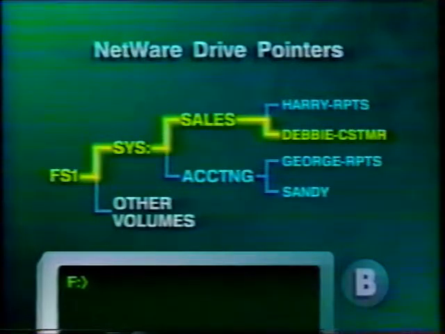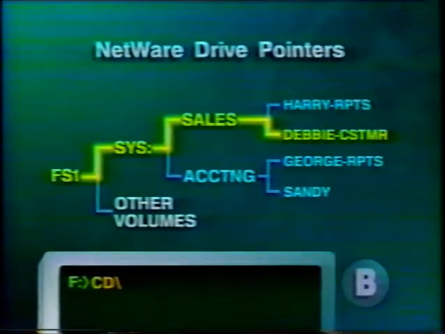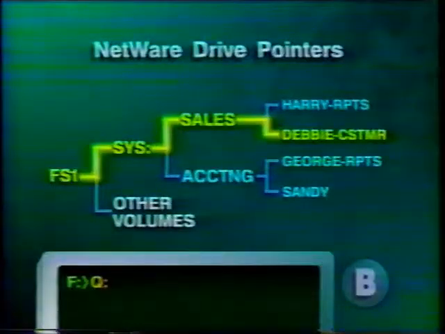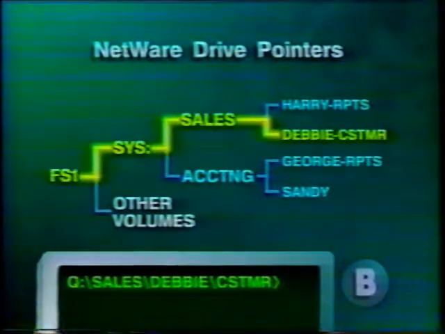Normally, if you wanted to access the customer subdirectory, you would type cd /sales/Debbie/customer, then return. That's 22 keystrokes just to reach the directory you're after. But by assigning this path a network pointer, we'll say Q:, you can accomplish the same thing with just 3 keystrokes. This saves a lot of time and makes the network far easier to use. In a moment, we'll show you how to set up drive mappings.